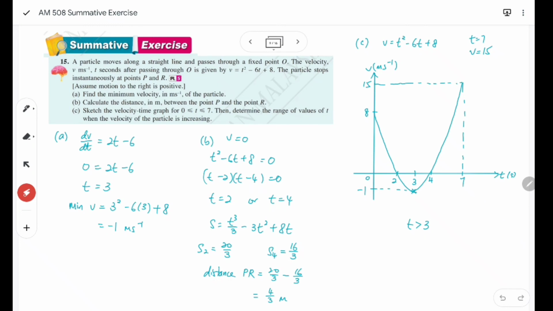Then we want the range of values of t when the velocity of the particle is increasing. We analyze the graph. For the first 3 seconds, the particle's velocity drops from 8 meter per second until negative 1 meter per second. And when t equals 3, it turns. Okay. When t is greater than 3, the velocity will increase. Therefore, the range of t when the velocity of the particle is increasing is t greater than 3.